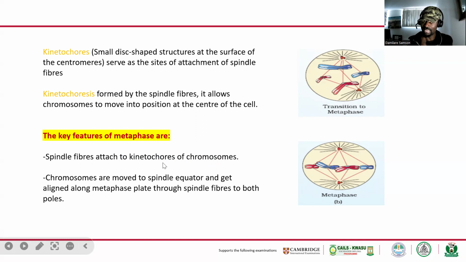You talk about spindle fiber anytime you want to talk about mitosis. Very important. Chromosomes are moved to the spindle equator and get aligned along the metaphase plate through spindle fibers to both poles. As you can see, there will be movement towards the spindle equator. Those are the important features that need to occur in metaphase.